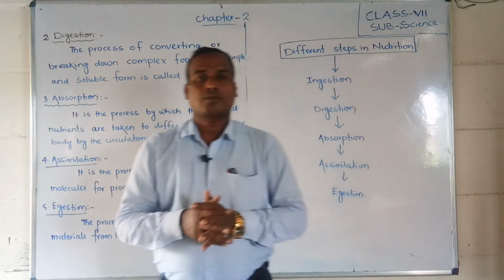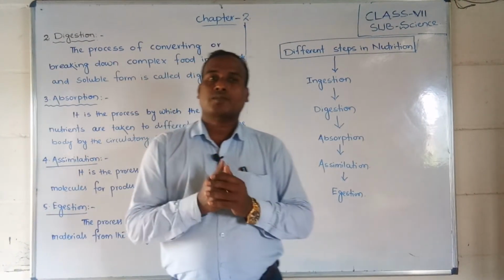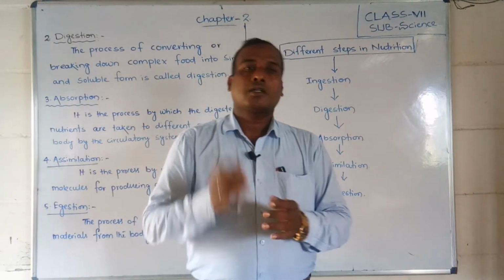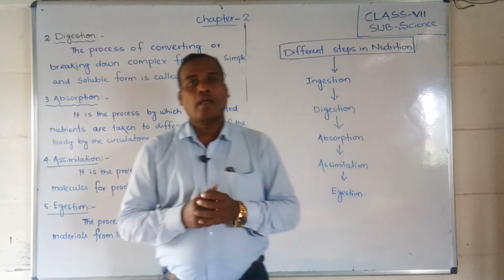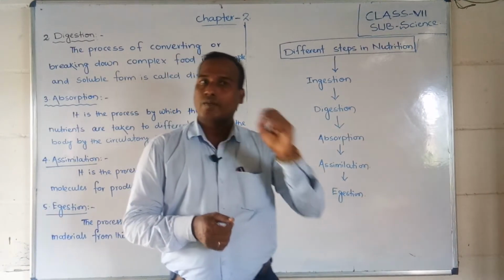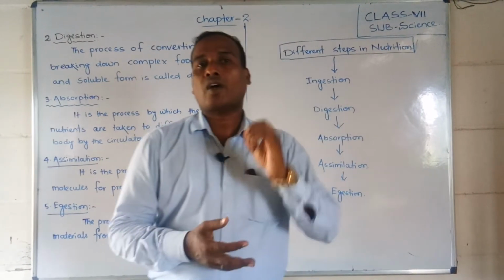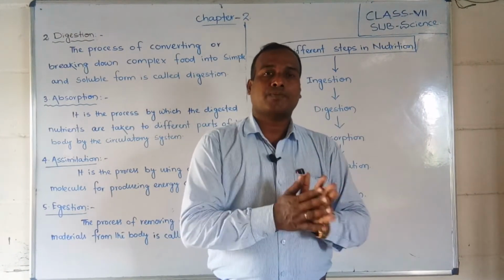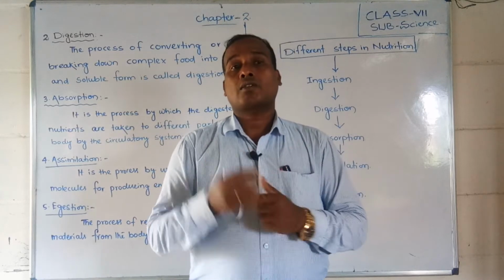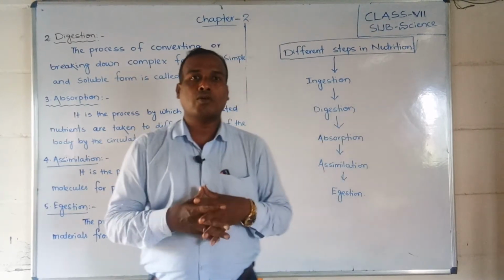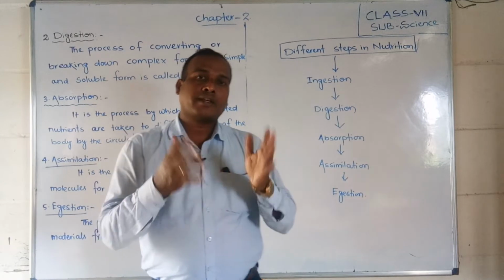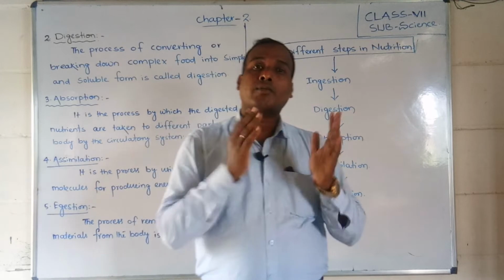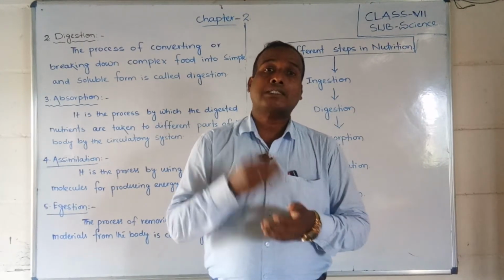First one is called ingestion, which I have already discussed. Second one is digestion. Third one is absorption, and fourth one is assimilation. Fifth one is egestion. These are the 5 different steps in nutrition. The first step is called ingestion. Ingestion means the food is taken in by the animals, putting it into their mouths.